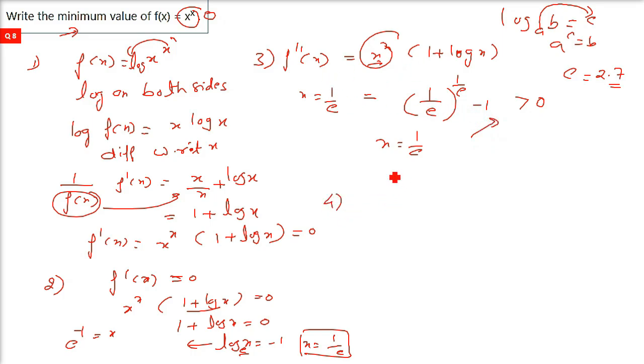How about the minimum value and maximum value? Because x is equal to 1 by e is already there, you place it here, 1 by e to the power 1 by e. So that is your final value. This is one way of writing it, but there are certain other ways also.